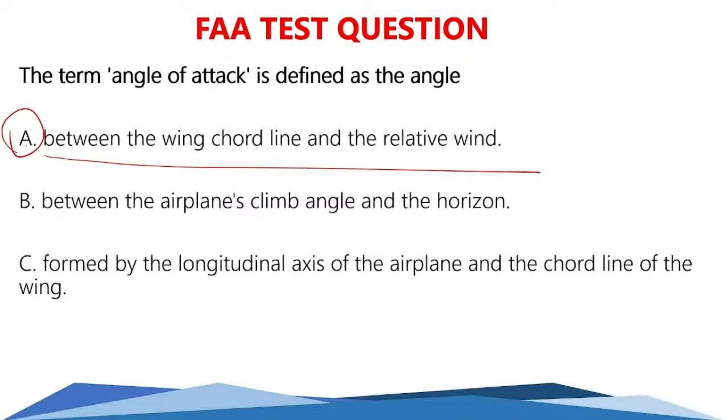And then for C, that's a little bit more advanced topic, but if anybody said that, that is actually the definition of what is known as the angle of incidence. The angle of incidence is the angle formed by the longitudinal axis of an airplane and the chord line of the wing. You would not actually learn about that until about commercial level.